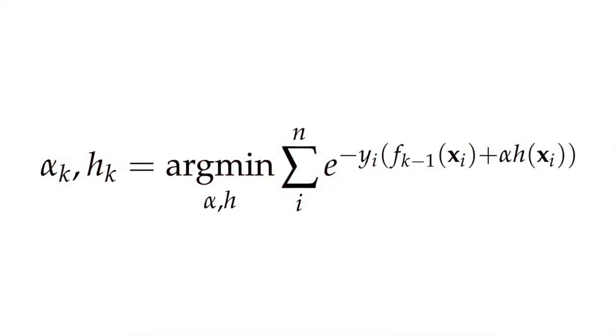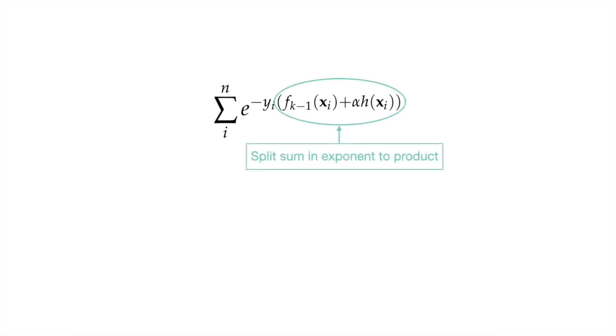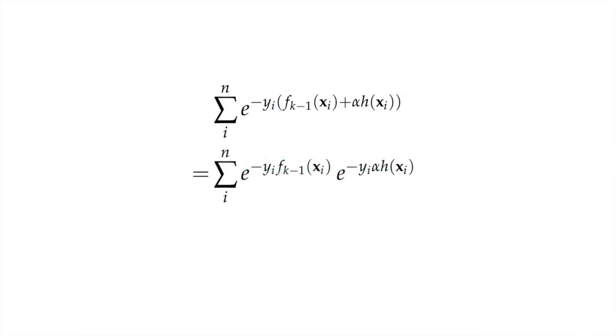What we want to find then is a new classifier h_k, again predicting +1 or -1, and an associated prediction weight alpha_k that minimize this expression. That is the exponential loss of the entire ensemble. If we just look at this summation that we want to minimize over, we can see that we are exponentiating a sum. That means we can split that into a product of 2 separate exponentials.